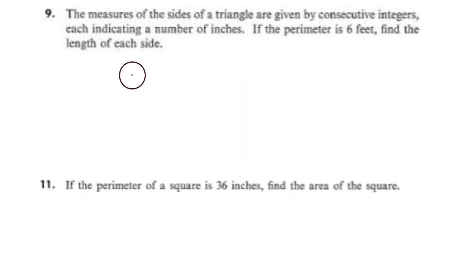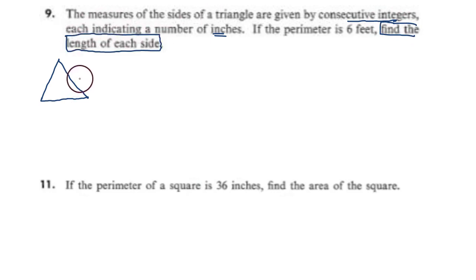Number 9, the measures of the sides of a triangle are given by consecutive integers, each indicating a number of inches. If the perimeter is 6 feet, find the length of each side. This is describing a triangle, which is an object that can be drawn. So a good problem-solving technique is to draw a picture of a triangle. We're not drawing the picture to scale, we just want to have a triangle to help us visualize what's going on. We're asked to find the length of each side.